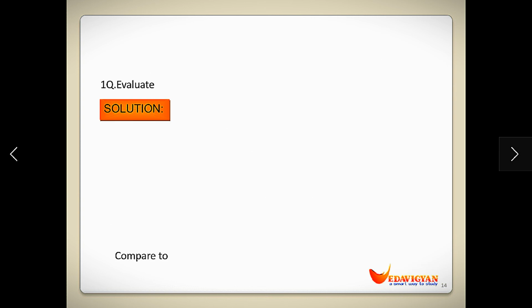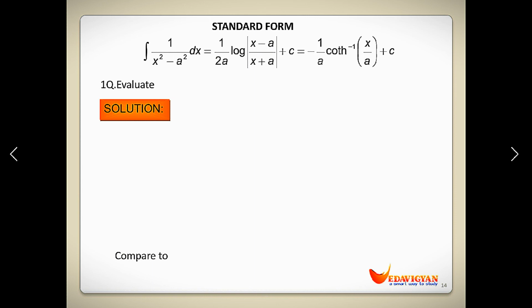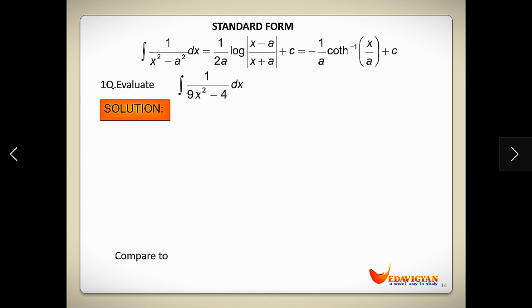Let us go to another standard form: the integral of 1 by x square minus a square dx is equal to 1 by 2a log of (x minus a) by (x plus a) plus c, or on the left side, minus 1 by a coth inverse x by a. Let us see the formula here: 1 by 9x square minus 4 is not a comfortable form. How do we change it to a comfortable form?